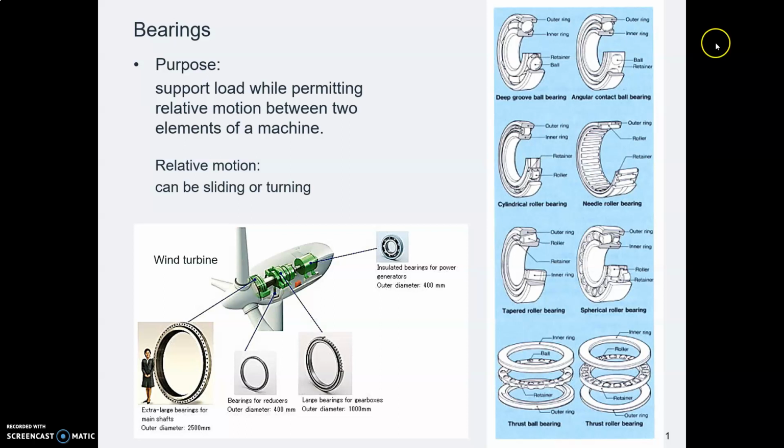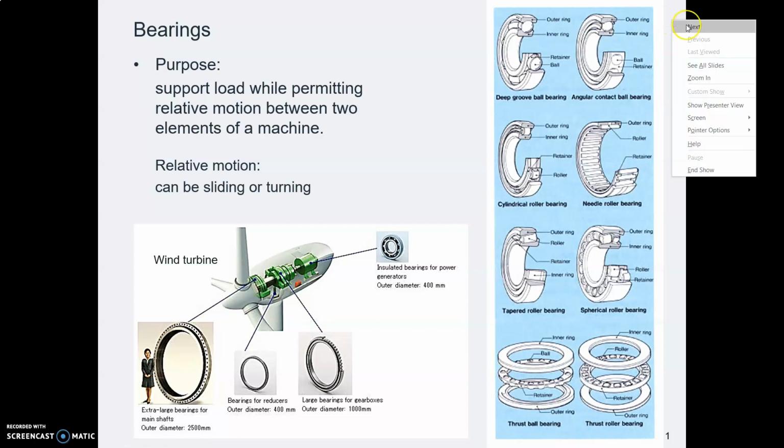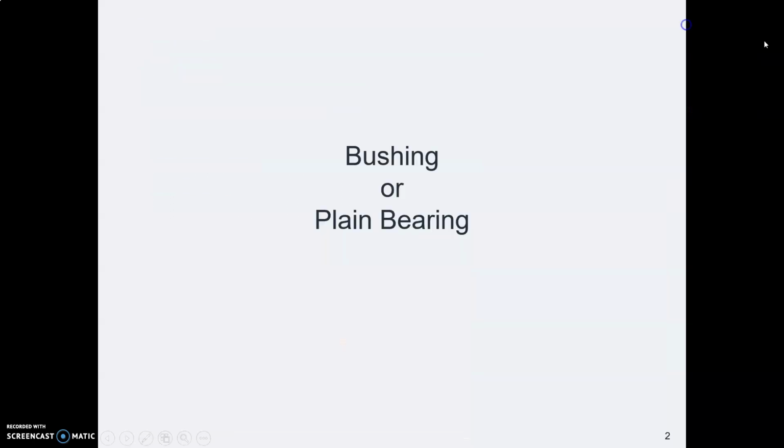If you have two parts that move past each other, you need a bearing. And they could be sliding past each other, or often they're rotating relative to each other, like a shaft in a gear. There are different types of bearings.